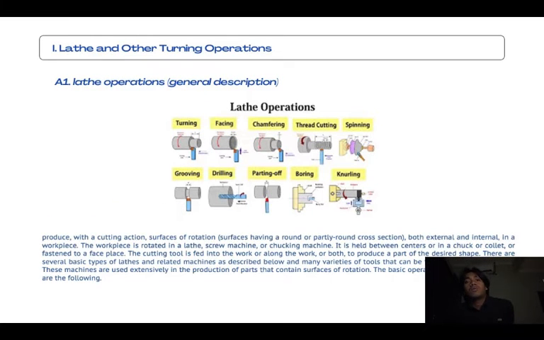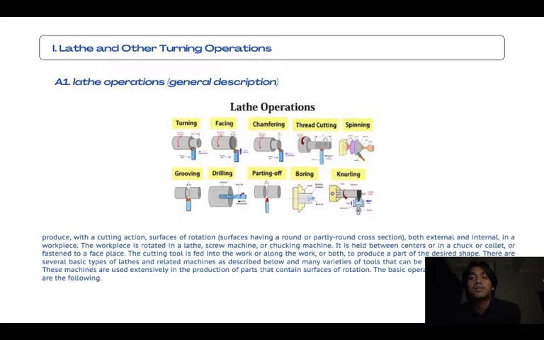The first topic we are going to cover is lathe and other turning operations. Lathes produce, with a cutting action, surfaces of rotation, surfaces having round or partly round cross sections, both external and internal, in a workpiece. The workpiece is rotated, and in a lathe, screw machine or chucking machine, it is held between centers, in a chuck or collet, or fastened to a faceplate.